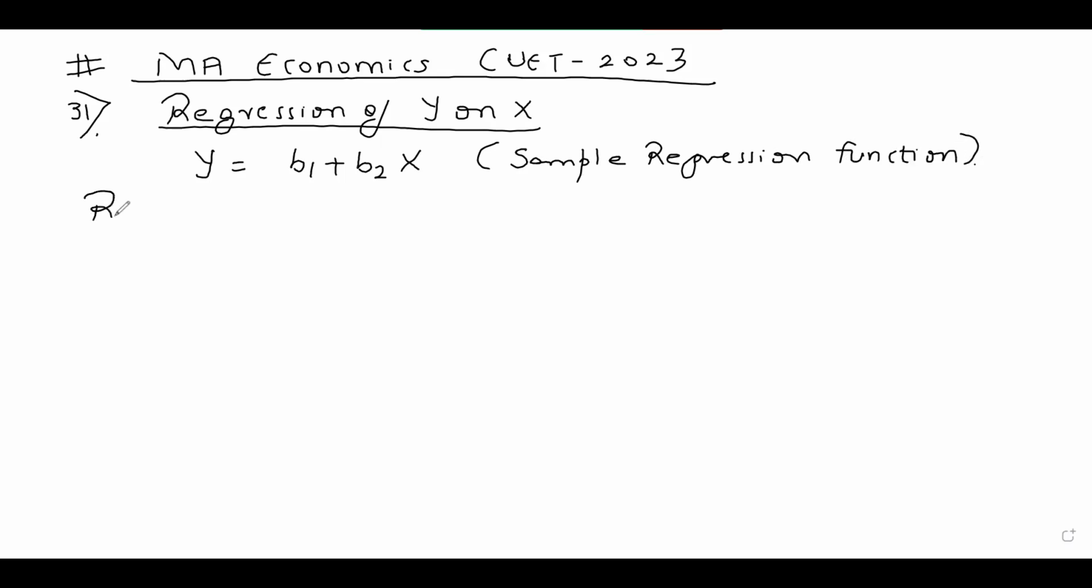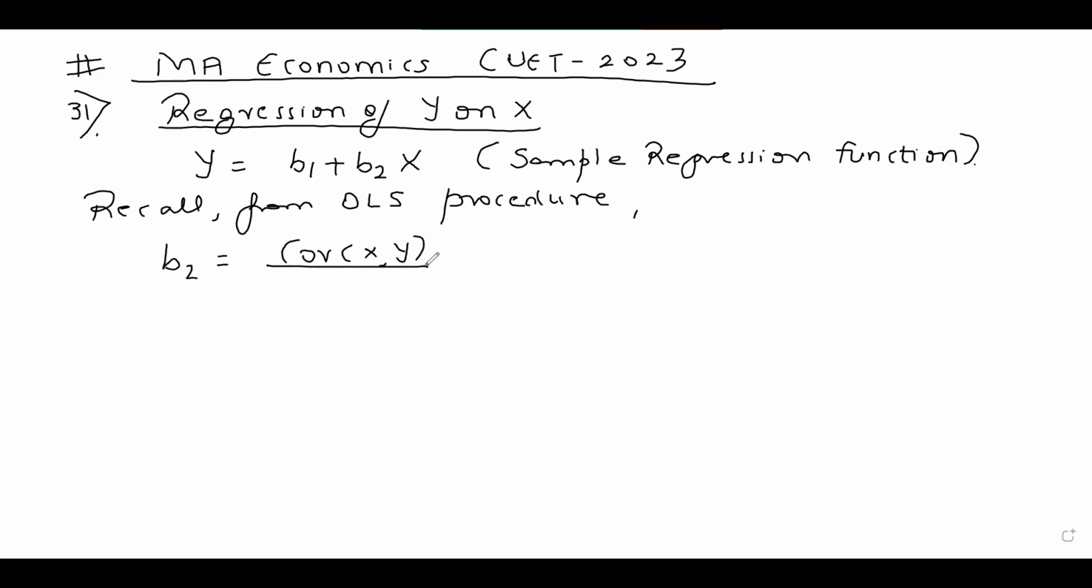And recall that from the OLS procedure, the ordinary least square procedure, which we do in the econometrics course, what is B2? The formula for B2 is covariance of xy over variance of x. This is the formula for B2 which we get from the OLS procedure.